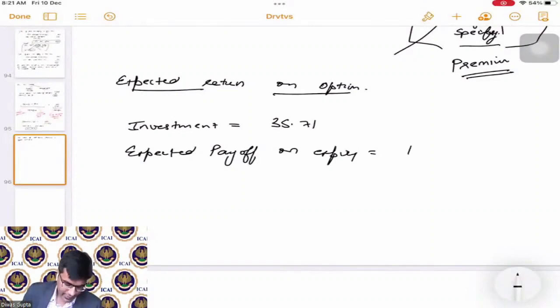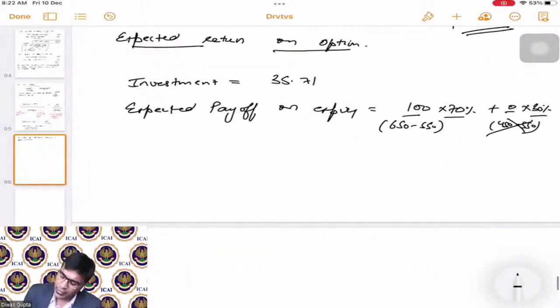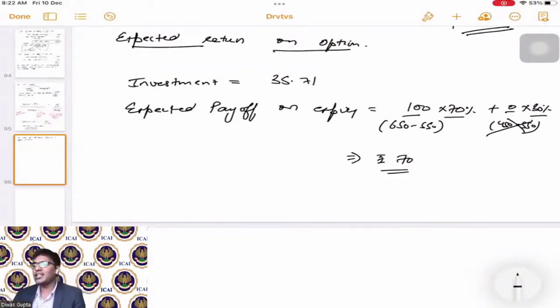Can we say that this is 100 multiplied by 70%? This 100 is calculated as 650 minus 550, plus 0 multiplied by 30%. This 0 is 450 minus 550, which is nil actually. This is nil, correct? So the expected payoff on expiry is the payoff on 70% price and the payoff on 30% price adjusted with the probabilities. So this will throw up a number of 70 rupees. This is the expected payoff. Everything is based on the facts that are given in the question.